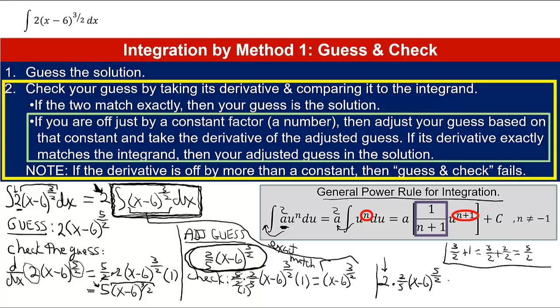Now you always have to put a plus c on the end of any of these indefinite integrals, because if you think backwards, the derivative of any constant is 0, so there could be any constant term added on. You don't know whether it is or isn't, so you put a plus c. And simplifying it one more time, if you multiply 2 times 2/5, you get 4/5. And I'll put the final answer up top here. So you end up with 4/5 times the quantity x minus 6 raised to the 5 halves power plus the constant of integration.